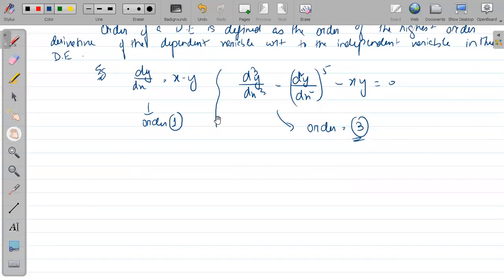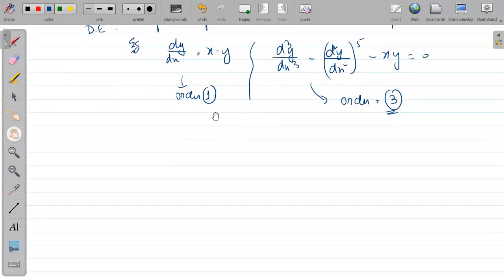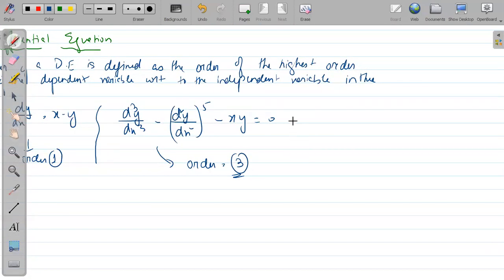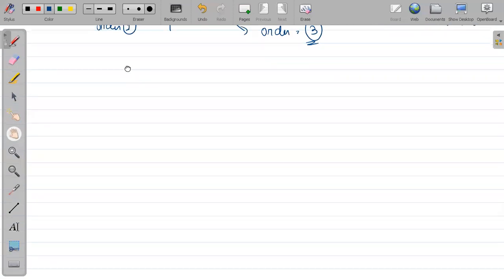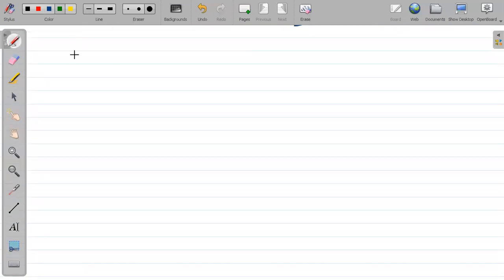Next, should we move forward? Or you can take some examples later on. Let's take one more example. Suppose dy by dx to the power 3, ln xy, sine of x minus y. Is it a differential equation or not? Yes, it is also a differential equation. Order is 1. Very good.